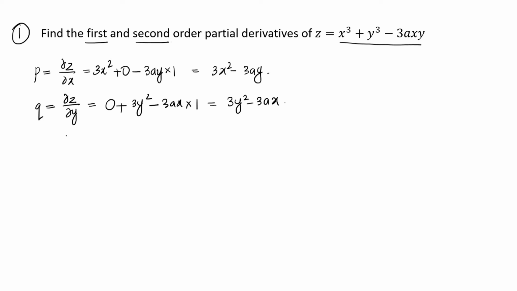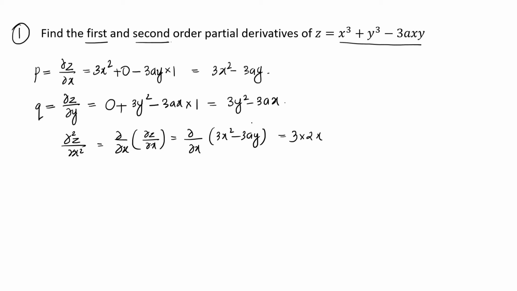Now these are the first order partial derivatives, and we'll move on to the second order partial derivatives, that is dou square z by dou x square. That is, we need to differentiate dou by dou x of dou z by dou x, which is dou by dou x of 3x square minus 3ay. Its derivative with respect to x is 3 into the derivative of x square, which is 2x. And here there is no x, therefore it is a constant, and its derivative is 0. This is equal to 6x. Dou square z by dou x square is denoted by r.